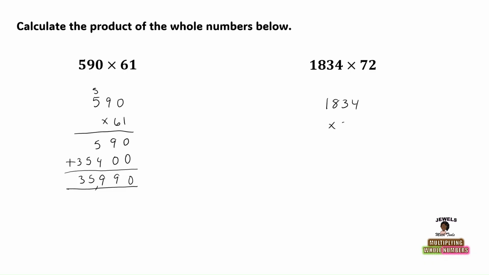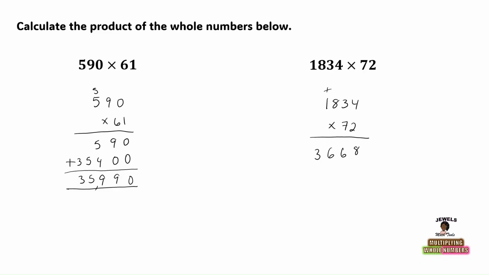And for our last set of calculations, we are multiplying 1,834 times 72. We're beginning our multiplication with 2. 2 times 4 is 8. 2 times 3 is 6. 2 times 8 is 16. We will be writing in our 6 and carrying the 1 to the next column. So our 2 times 1 is 2 plus the 1 above, which will equal 3.